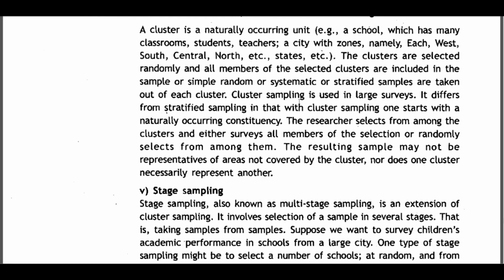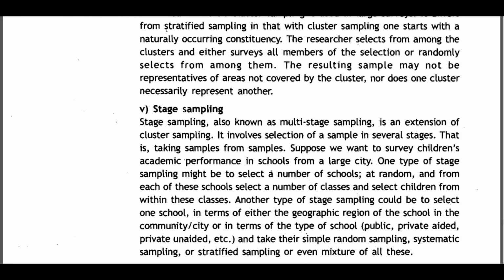Cluster sampling is used in large surveys. It differs from stratified sampling in that with cluster sampling one starts with a naturally occurring constituency. The researcher selects from among the clusters and either surveys all members of the selection or randomly selects from among them. The resulting sample may not be representative of areas not covered by the clusters, nor does one cluster necessarily represent another.